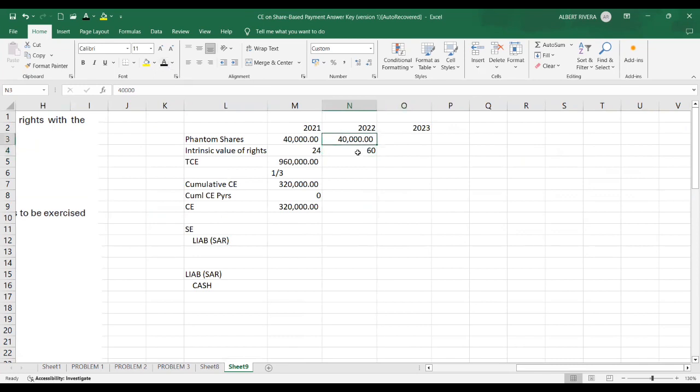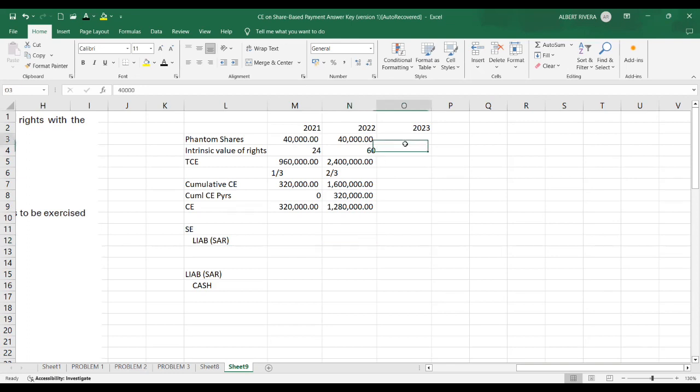So 40,000 times 60, and this is the total compensation expense of 2.4 times 2 over 3. Okay, this is now the second year, and this is now the cumulative compensation expense amounting to 1.6 million pesos, minus the previous cumulative compensation expense, and this is how much? This is 320,000. So 1.6 million minus 320,000, and that is your compensation expense for 2022. Debit salaries expense and credit a liability here, or share appreciation rights.